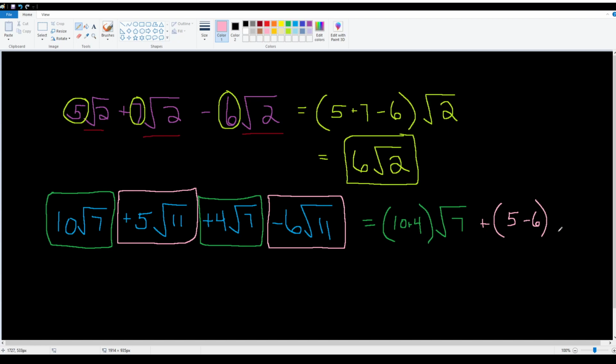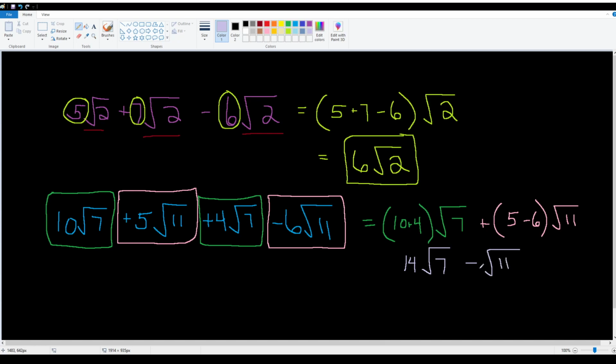And they share the same radical of radical 11, so that goes on the outside. So now I just have to combine these terms here. 10 plus 4 gives me 14 radical 7. Now 5 minus 6 is going to give me a negative 1, but we know that we never have plus and negative, as we said all the time in class. So we don't put plus negative 1, we will just put minus 1.